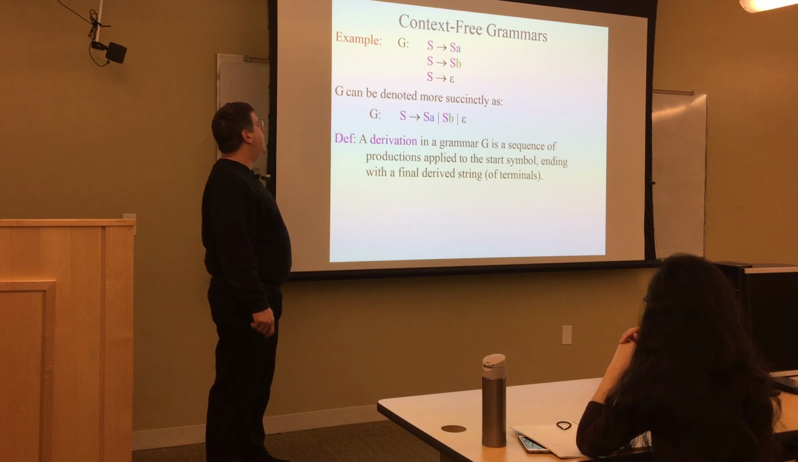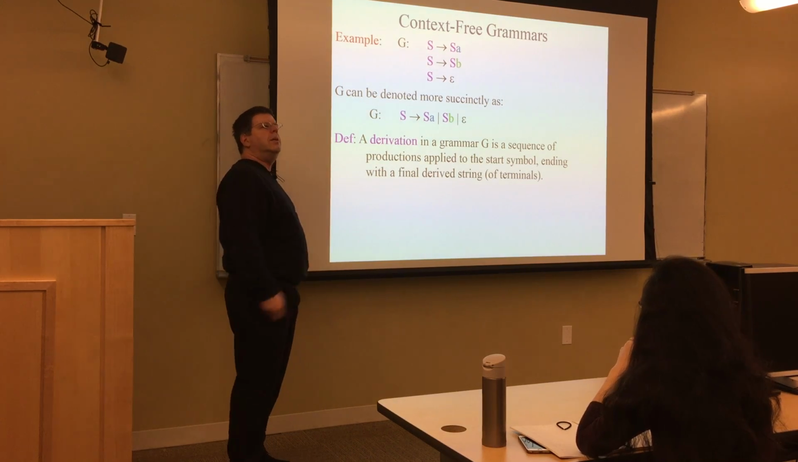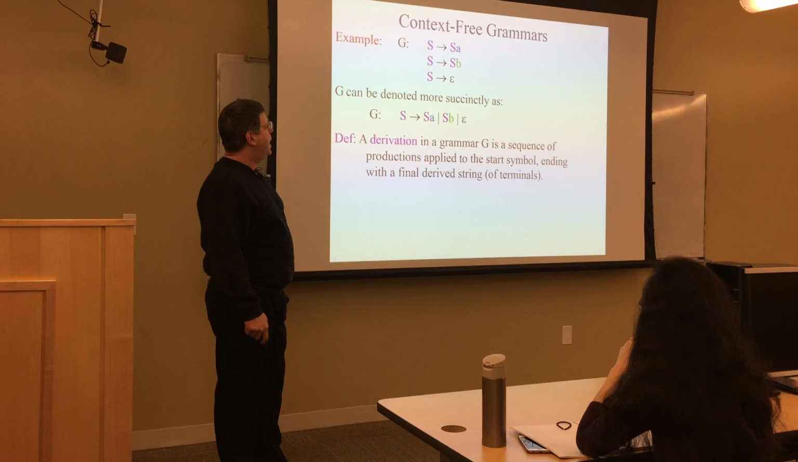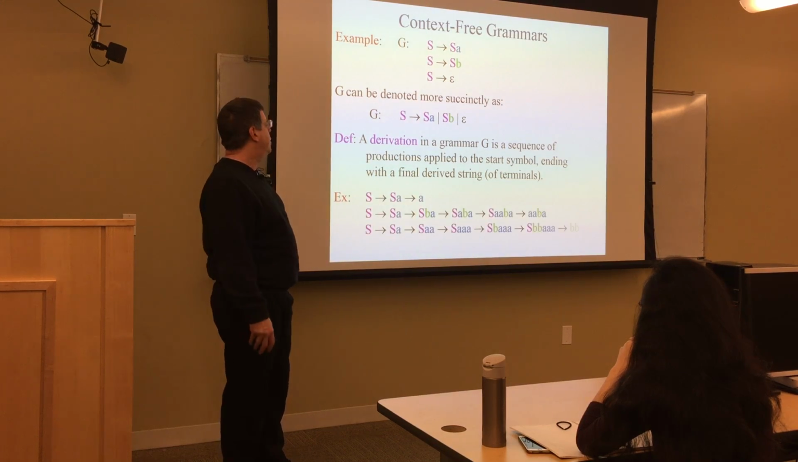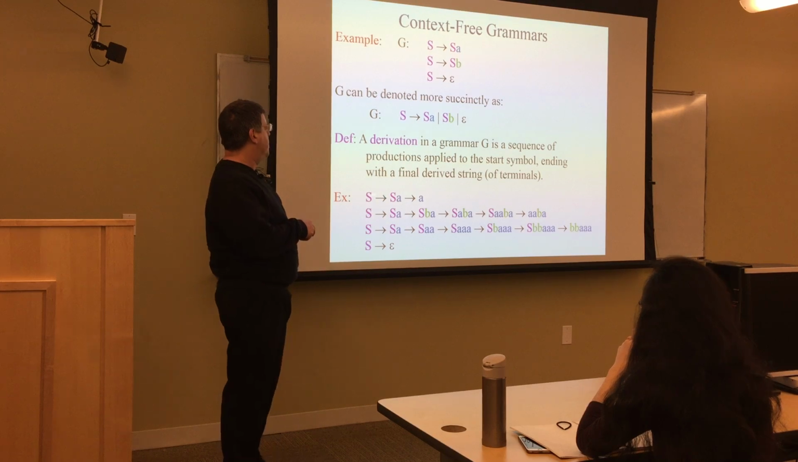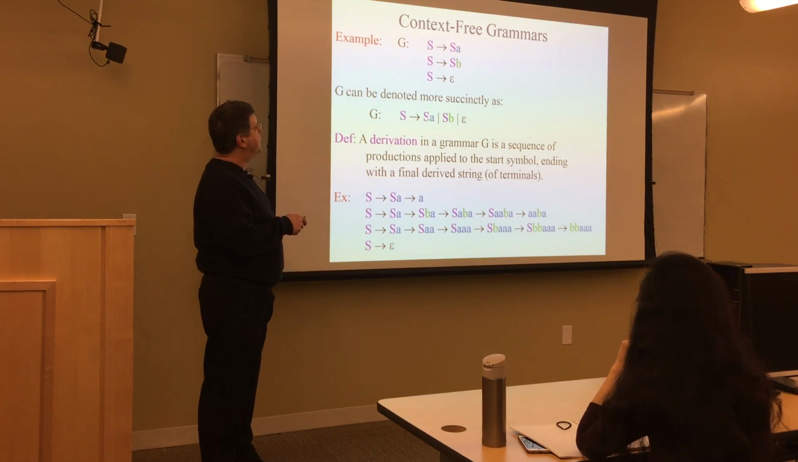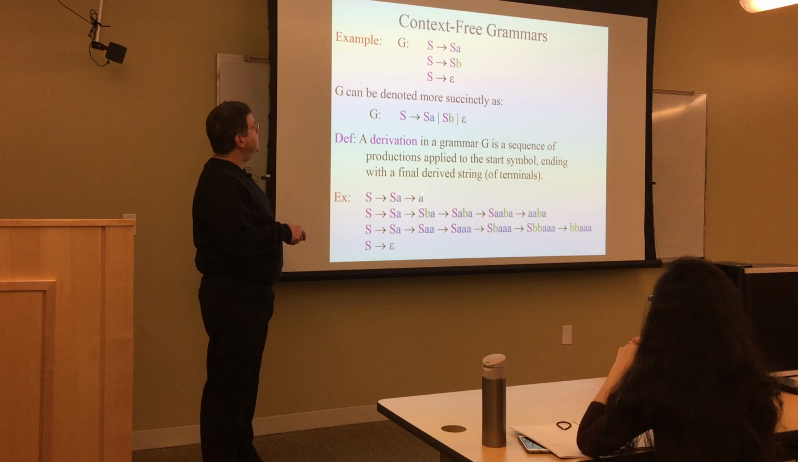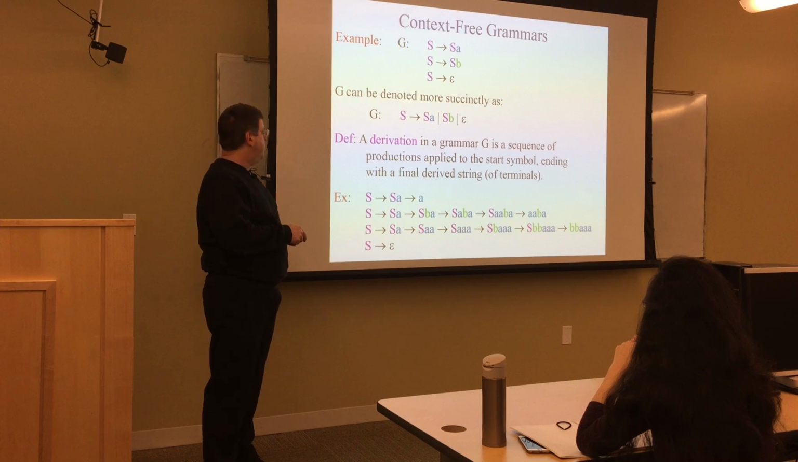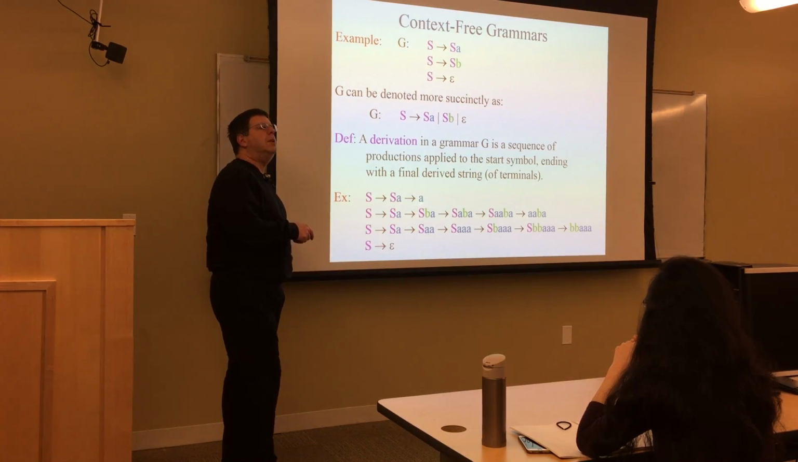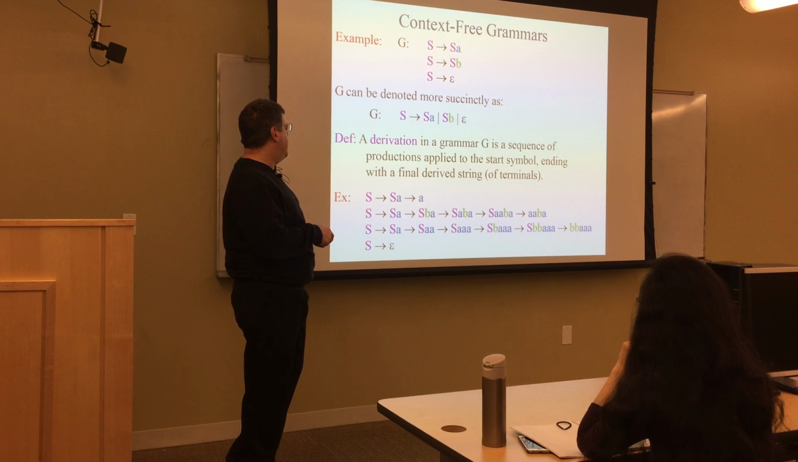So a derivation in a grammar is a bunch of production rules repeated and applied over and over again until you get only terminals and no more variables. So for example, you can go S goes to SA applying the first rule, then S goes to another SA applying the first rule again. In this case, the S goes to epsilon, and so the A is left by itself. And that's it. That's a string derived in this grammar, produced by this grammar.